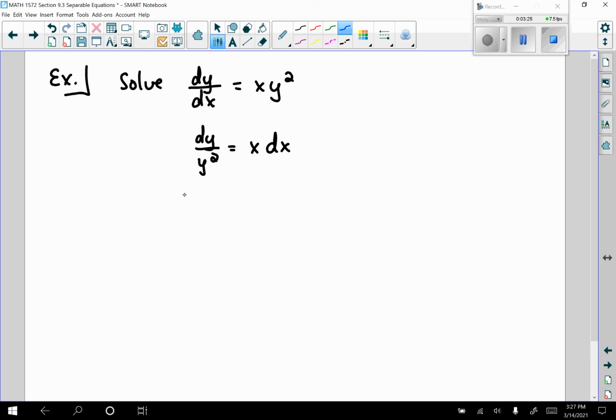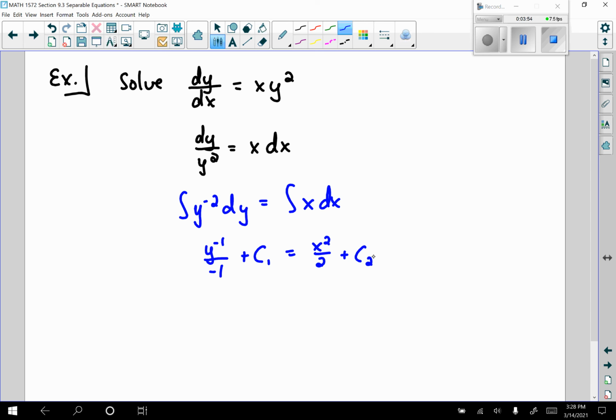And now we want to take the integral of each side. So actually I'm going to write it this way. I'll say y to the negative second times dy is going to equal the integral of x dx. So taking the antiderivative here, we're going to get y to the negative first over negative 1. Now I could hold off on all the c's, because if I just have a constant, and I'll write it out so you'll see what I'm talking about. I'll call this one constant. And then we're going to get x squared over 2 plus another constant.